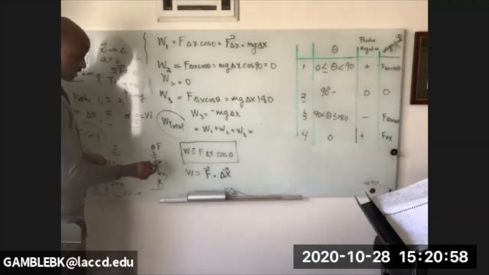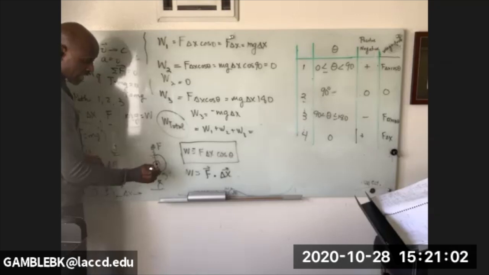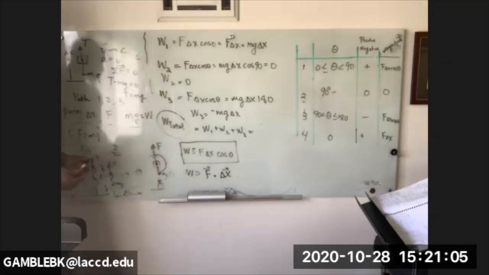Professor, why is it negative for work 3? Is it because you're putting it down? Oh no, it's cosine of 180. That's right, what Dami said. It's cosine of 180. The force is up and the direction of motion is down, so the angle between them is 180. Okay, see that?